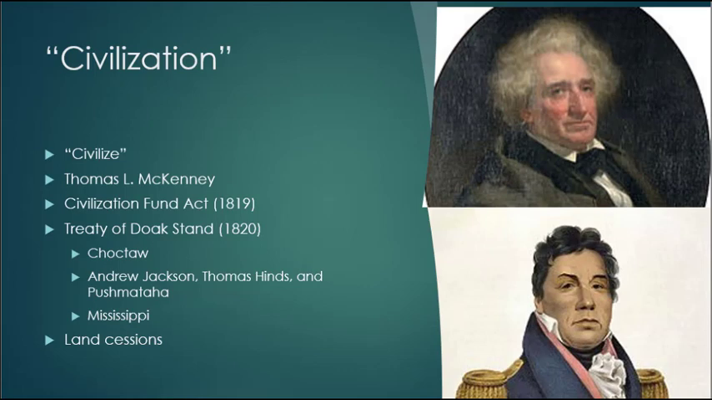The Treaty of Doak's Stand was this treaty between the United States and the Choctaw people. The main people involved in the negotiation were Andrew Jackson, Thomas Hinds, and Pushmataha. Pushmataha is the leader of the Choctaw people. But the Choctaw people will lose a lot of land in Mississippi under this treaty. There are several other examples, but basically the federal government is going to sign treaties with Native American groups. They will be forced to give land to the United States. But many of these land cessions do include educational provisions that will provide school systems for Native Americans.